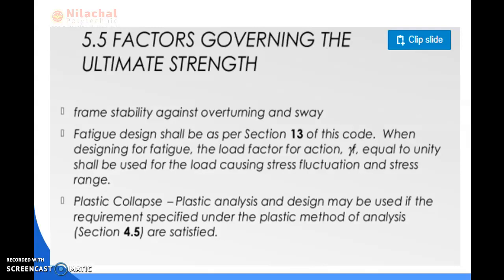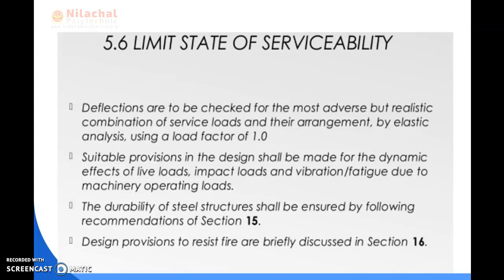Then we discuss the factors governing the ultimate strength. The frame stability against overturning and fatigue design shall be as per section 13 of this code. When designing for fatigue, the load factor for action gamma f equal to unity shall be used for the load causing stress fluctuation and stress ranges. And for plastic collapse, plastic analysis and design may be used if the requirements specified under the plastic method of analysis are satisfied. We consider the factors governing the ultimate strength by the limit state method.